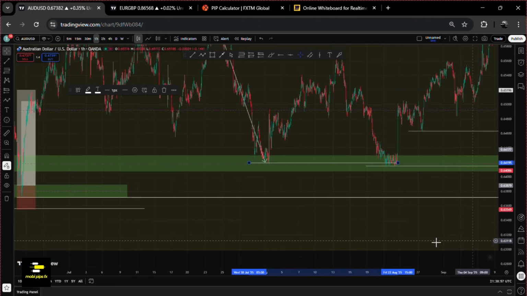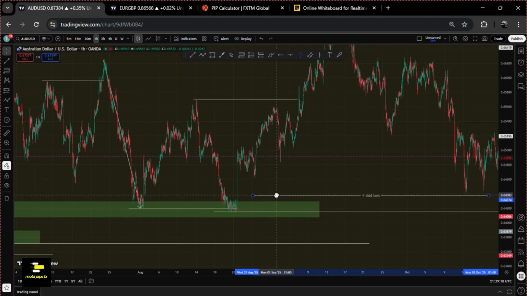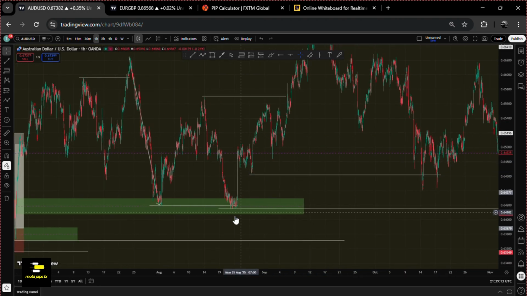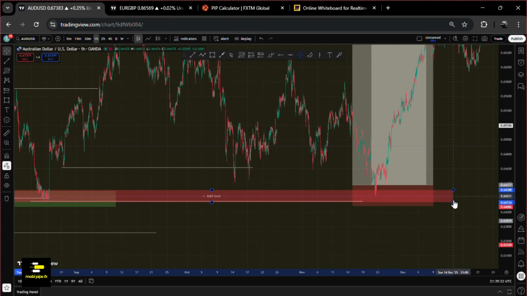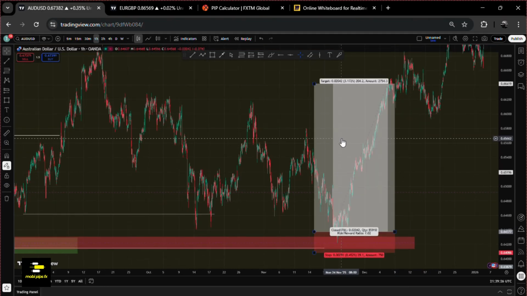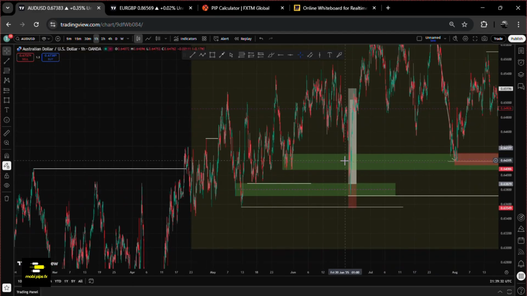Now a break of structure takes place here, and we have for ourselves what we call a structural liquidity. So where we are going to buy from is here. Then boom, this happens. We took the buy from here. All right, we took the buy from here. So let's just look at this last one here.